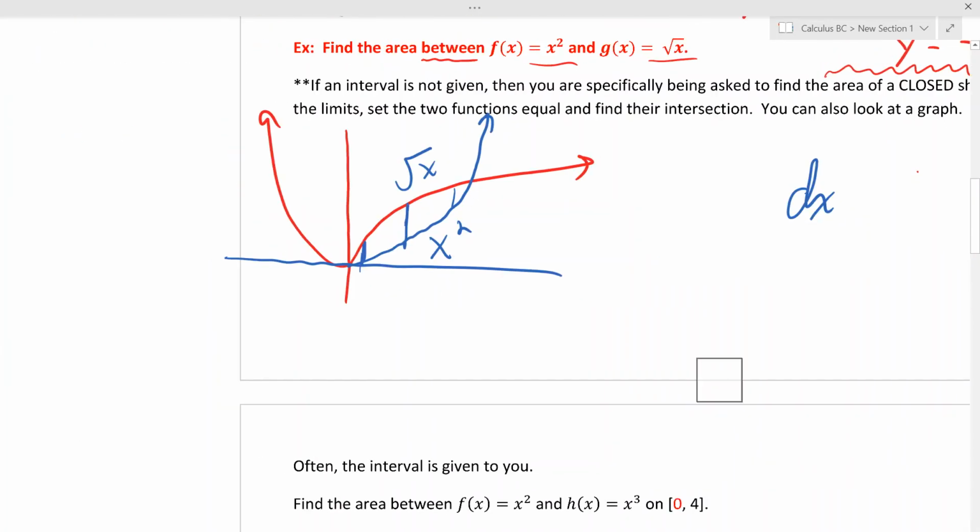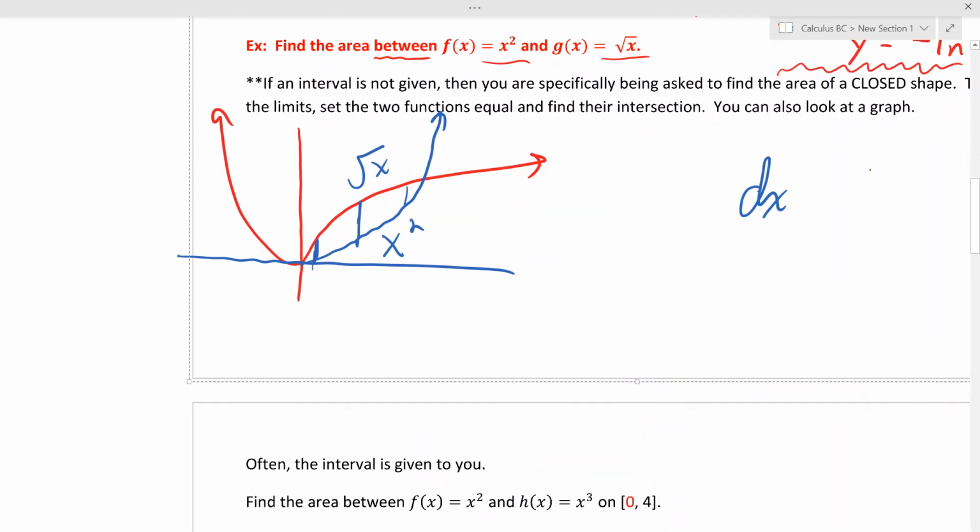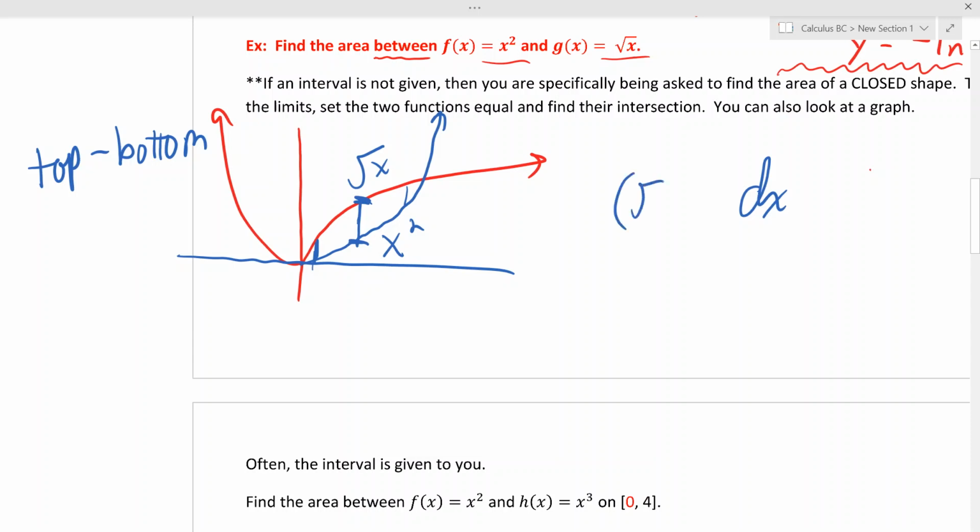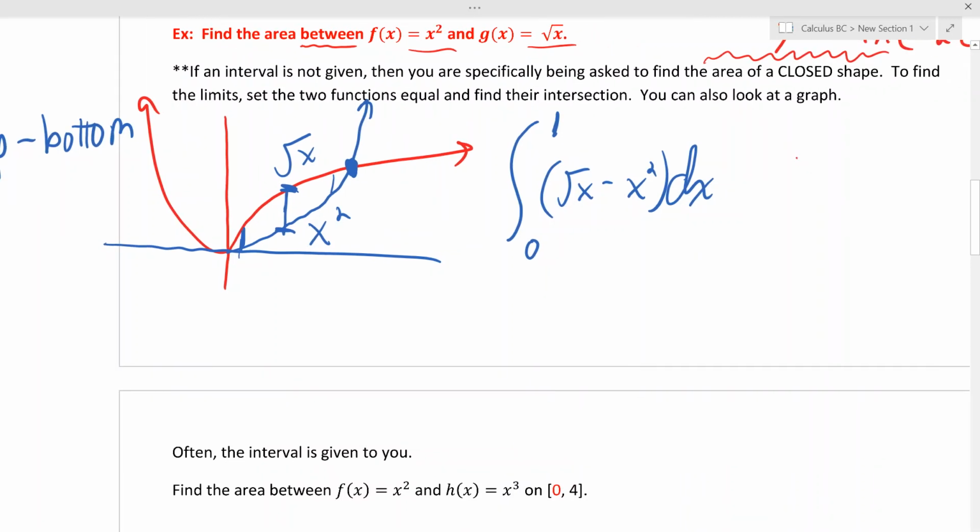Cool? So that's what the height of my rectangles is in here. It's root x minus x squared. And no matter how you do this, the area between curves will always be the top minus the bottom. That's how we subtract on a number line, top minus bottom. So that's root x minus x squared. That right there represents the area of every one of those rectangles dependent upon the x value. And I want to add them up from when they start, which is 0, to where they end, which is where these two curves intersect. And they happen to intersect at 1. So if I integrate that, that's going to tell me the area between those two shapes.